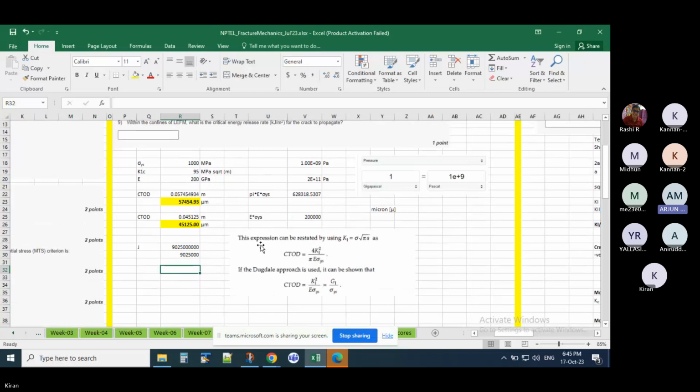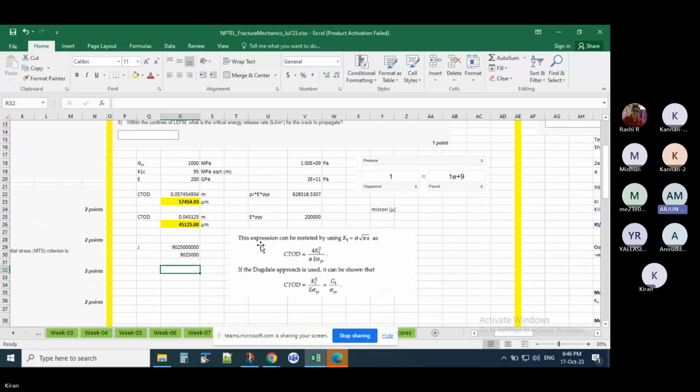Then again, I was just thinking K1 square is 95 into 10 power 6 into 12 divided by 200, na? 200 per 9. Yeah, okay, 45 kilojoules. So what I've understood is that J is equal to G, right?